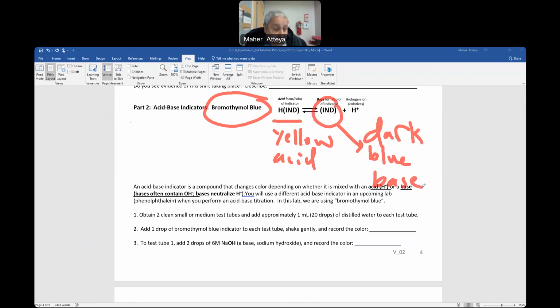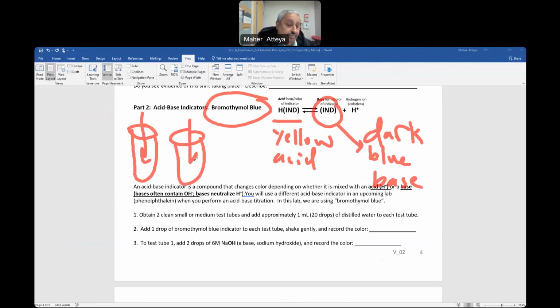So now you will have test tubes, and you test all this stuff. You have two test tubes, 1 and 2, correct? It says obtain 2 clean small test tubes, and then you will add to all of them 20 drops of H2O, just to dilute the color a little bit. It's very dark, so deep a color. So this is 20 drops of H2O to both sides.